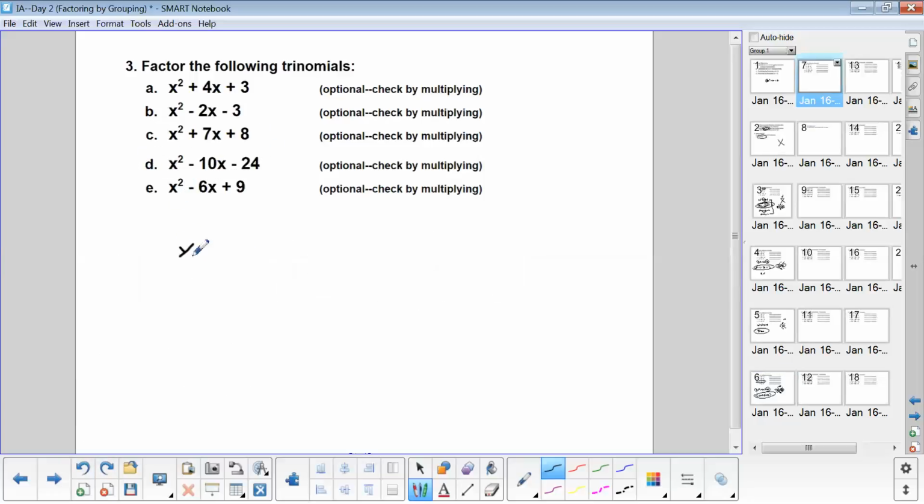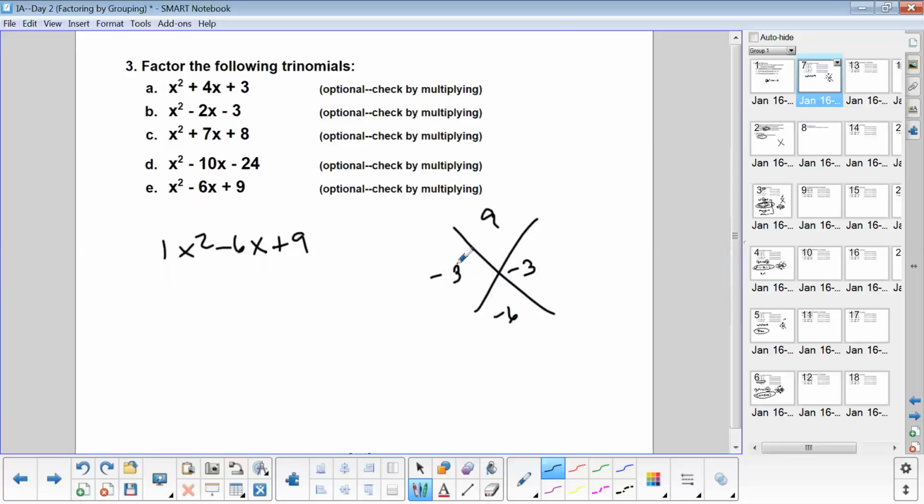One more, I've got x squared minus 6x plus 9. A is 1, so 1 times 9 is 9. What are two factors that multiply to give me 9 but add to give me negative 6? It would be 3 and 3, but it's got to be negative 6, so these need to be negative, because what's a negative 3 plus a negative 3? Well, that's a negative 6.